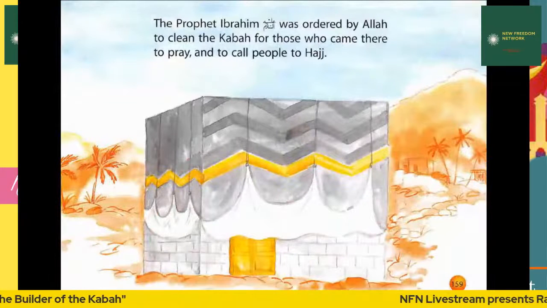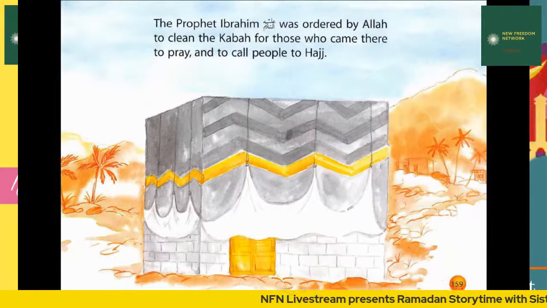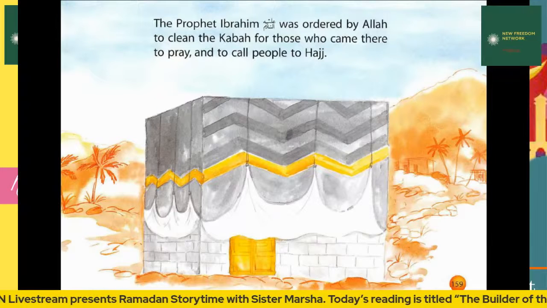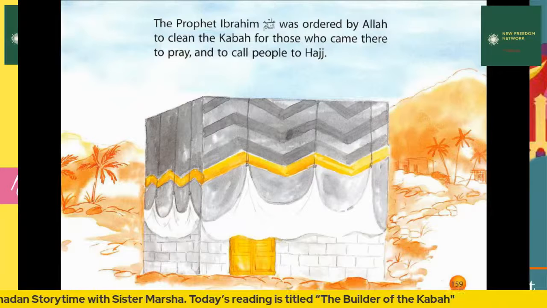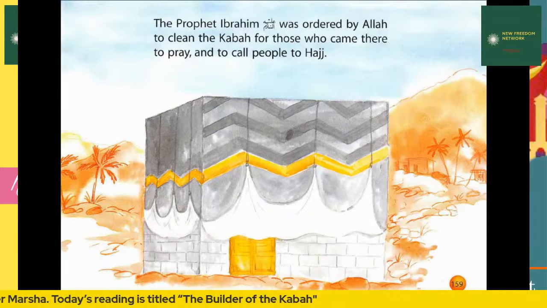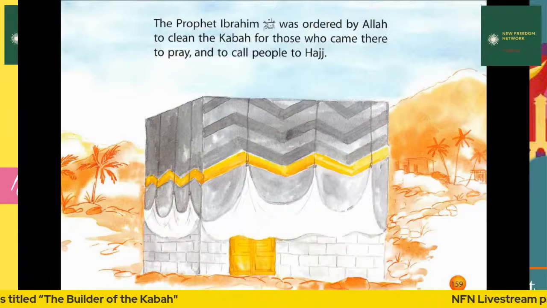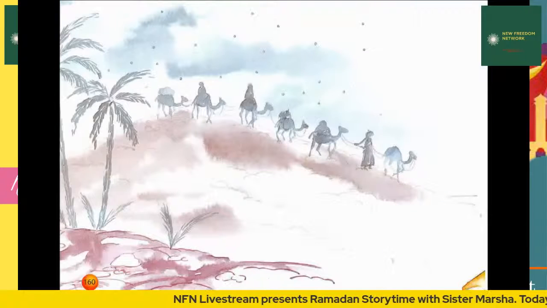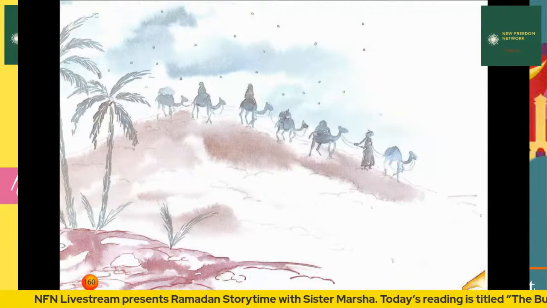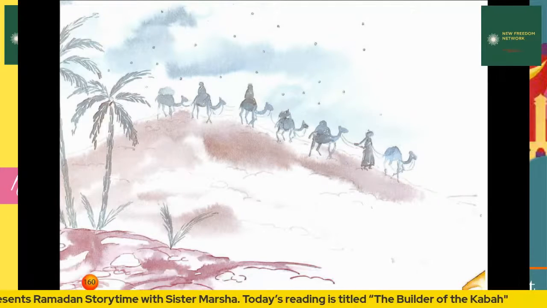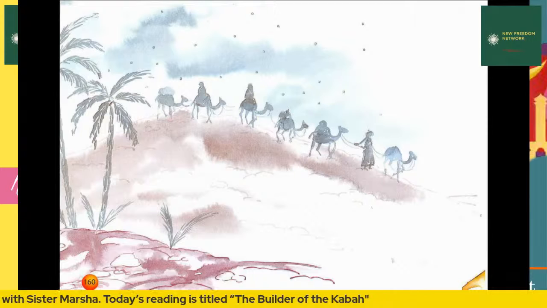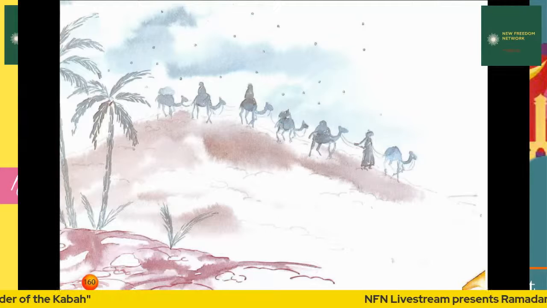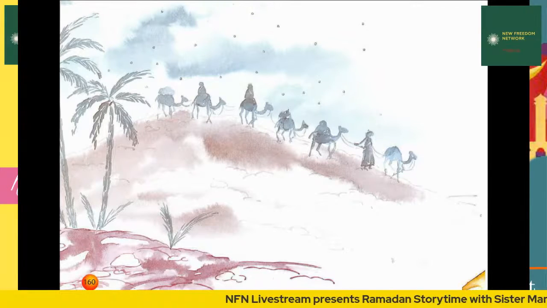The Prophet Ibrahim was ordered by Allah to clean the Kaaba for those who came there to pray and to call people to Hajj. So I think that's probably one of the first times we're hearing this word Hajj. So let's see if we can get some more information about this Hajj. Maybe in this story, maybe in a story to come. But let's go further. Oh, and we actually see people in the distance traveling. They're probably traveling to that house or to the Kaaba, and that travel to the house is what we call the Hajj.